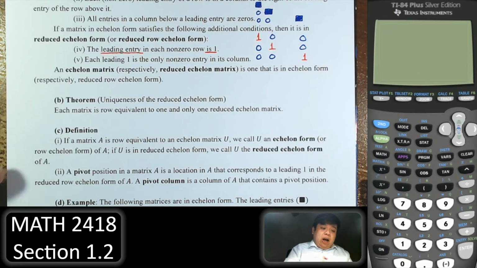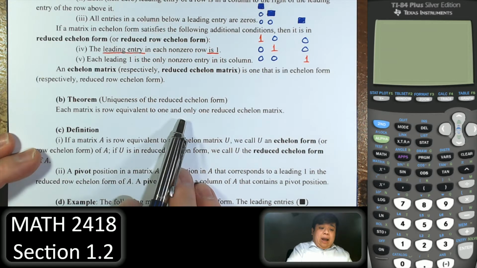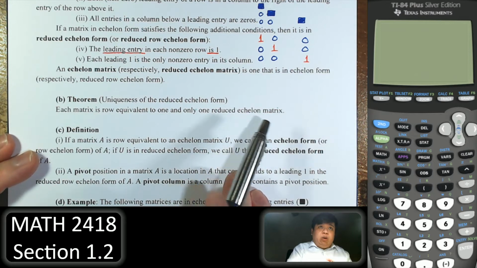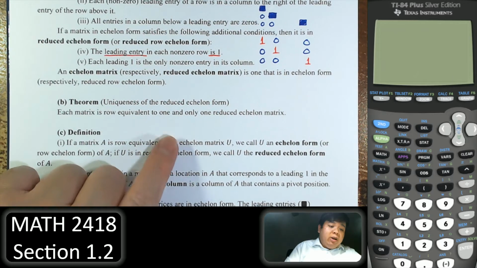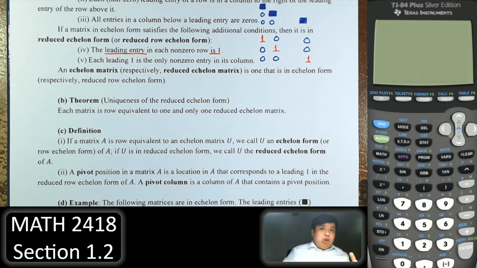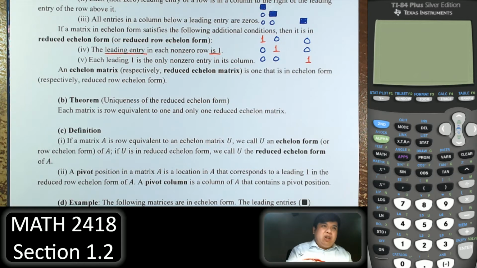And uniqueness: each matrix is row equivalent to one and only one reduced echelon matrix. Row equivalent means that we can use row operations to go from one to another. Now, if A is row equivalent to an echelon matrix U, we can call U an echelon form of A. That's just terminology.